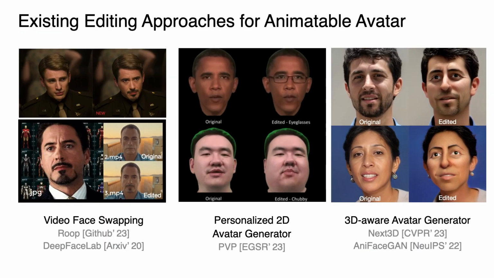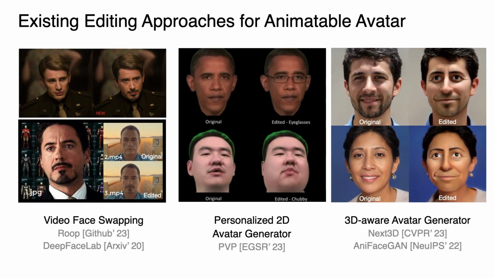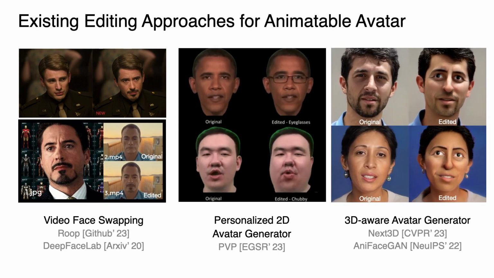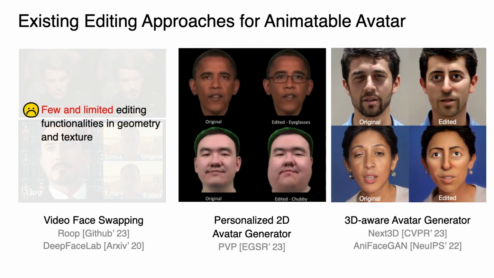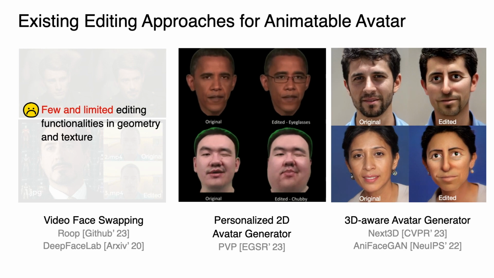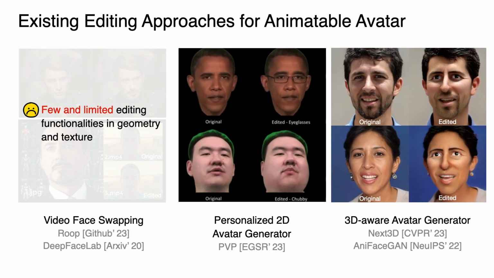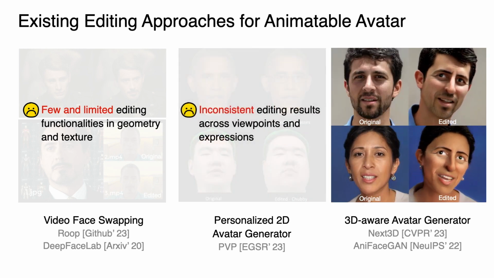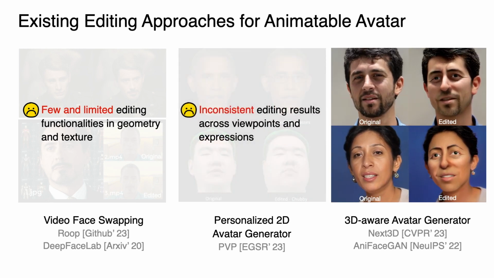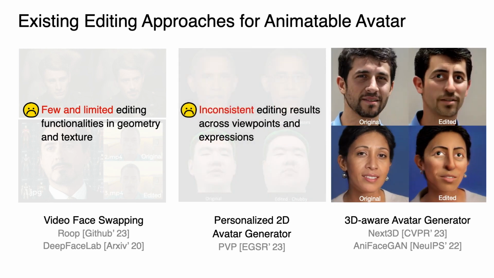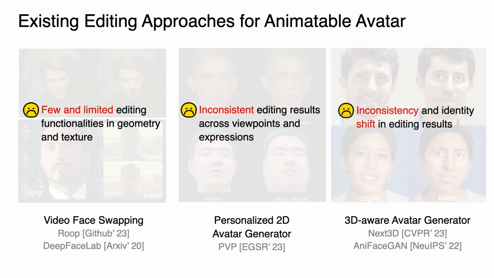However, 3D-aware avatar editing is still underexplored. The face-swapping methods offer few and limited editing functionalities in geometry and texture. The personalized 2D avatar generator always produces inconsistent editing results across viewpoints and expressions. The 3D-aware GAN suffers from severe inconsistency and identity shift after editing.